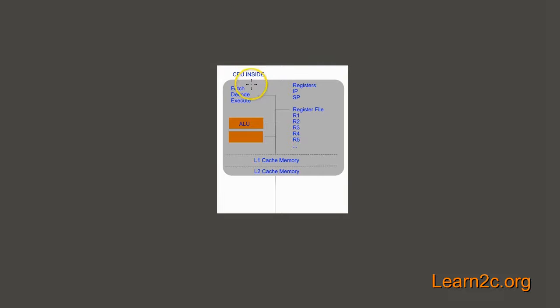This represents the processor, and we talked about how we're reading instructions out of RAM and they're coming up here through the system bus into the processor. When it reads the instruction, the first thing it does is fetch it from memory. Then it decodes the instruction to decide what we're going to do next. Then it actually executes the instruction.